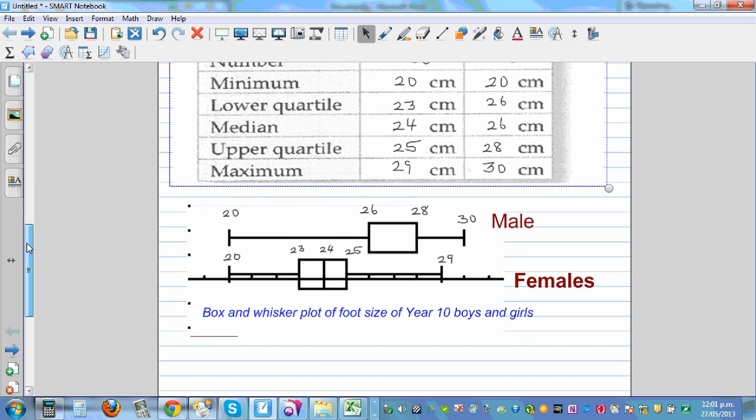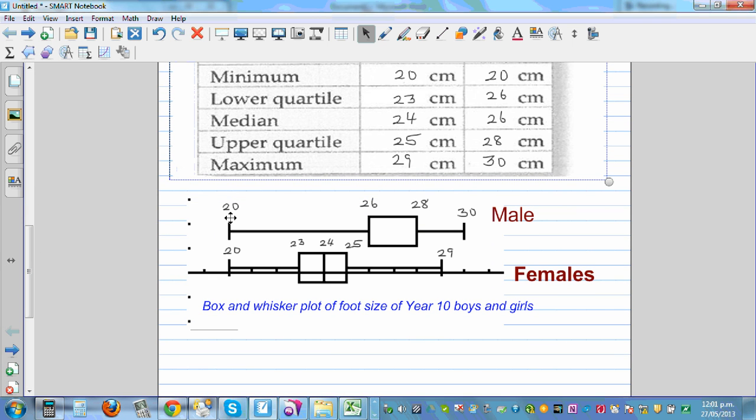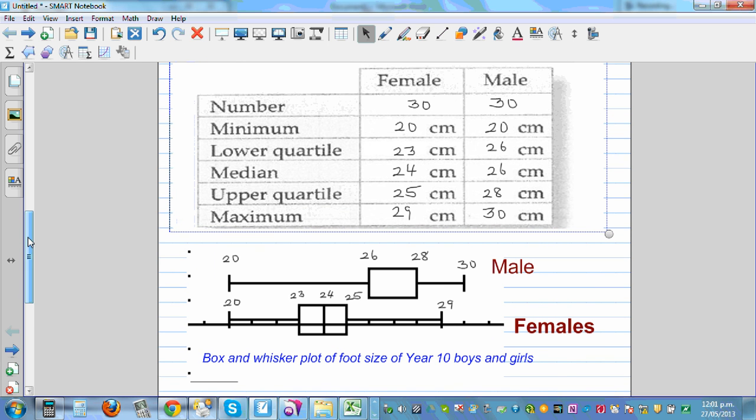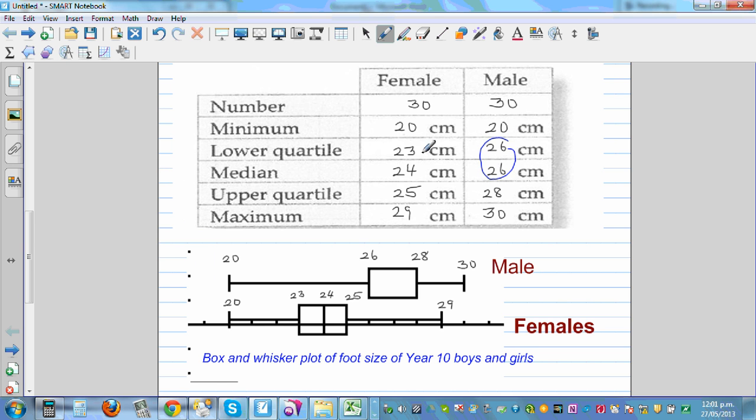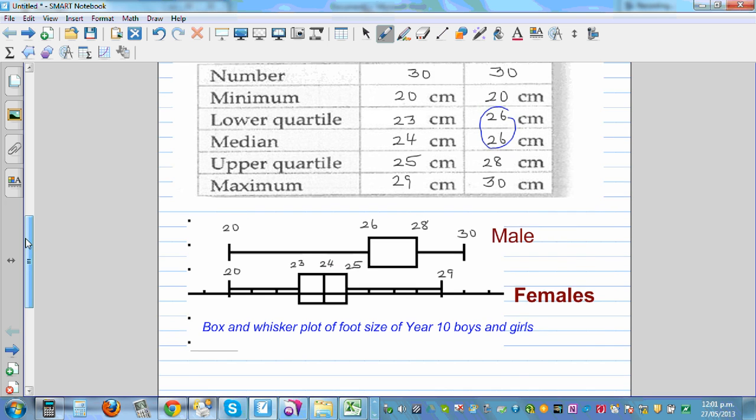This is the stats on the top of the box and whisker. For male, incidentally, the lower quartile and median were the same, so that's why there is no line here. And for female, it was 23 and 24 and 25. So this is 20, this is the lowest value, lower quartile, median, and so on. Looking at this, we want to make some conclusions.